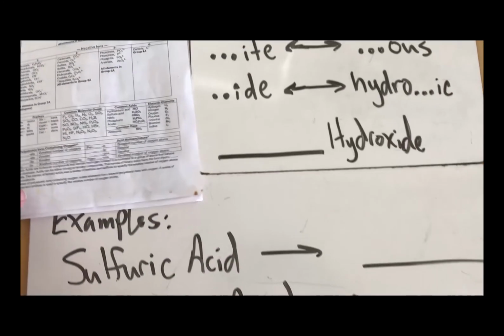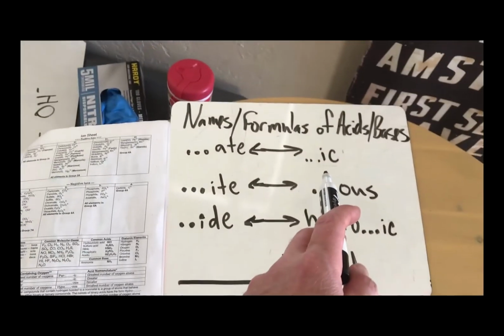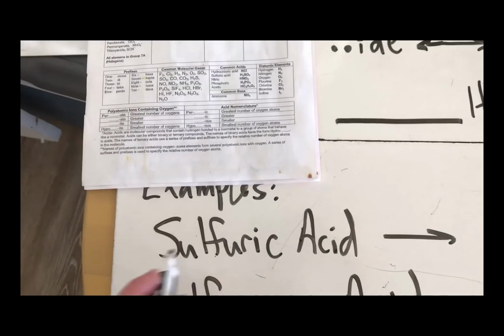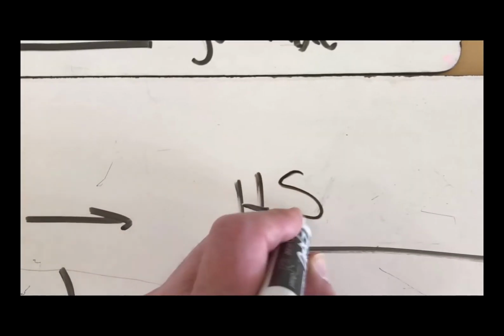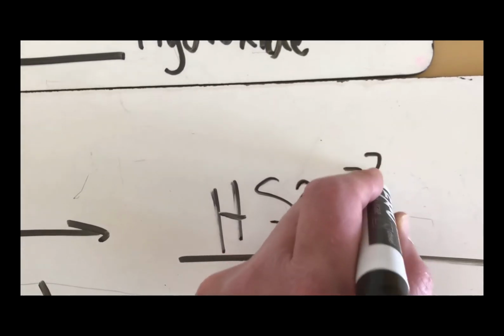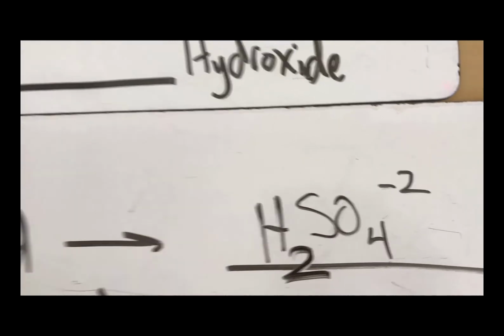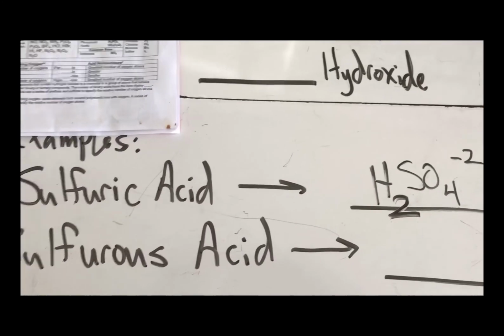Here's our first example. Sulfuric acid ends in ic, so to write it, I know I'm going to have a hydrogen. Sulfuric would mean that it is sulfate, and if I look off my chart, sulfate is SO4 with a negative 2 charge. Because this is negative 2, we cross it down here. And so sulfuric acid is H2SO4. That is its chemical formula.